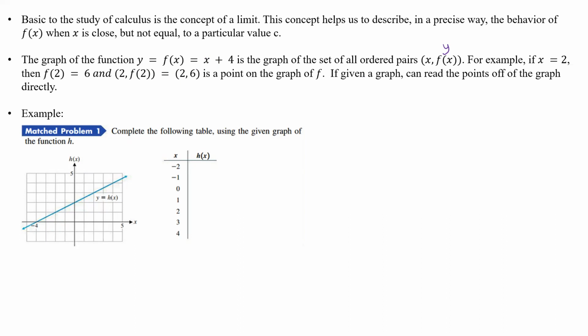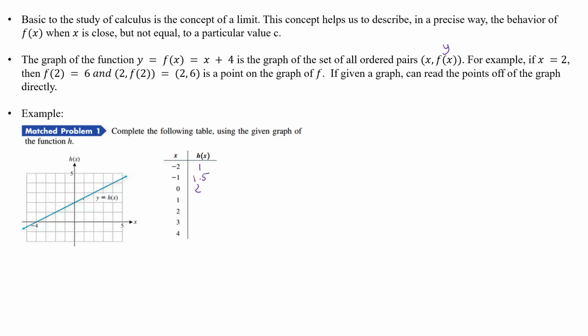Now, if a graph is given, you can read points off the graph directly. So that's what we're going to do here in this first example. We're given these x values, and they want us to find the h of x values. So h of x is basically the y values on that line. At -2, we go over 2, and then we go up 1, and that's going to be that point right there. So this is going to be a 1. Now, at -1, we go over 1, and it looks like we go up 1.5. At 0, we go up 2.